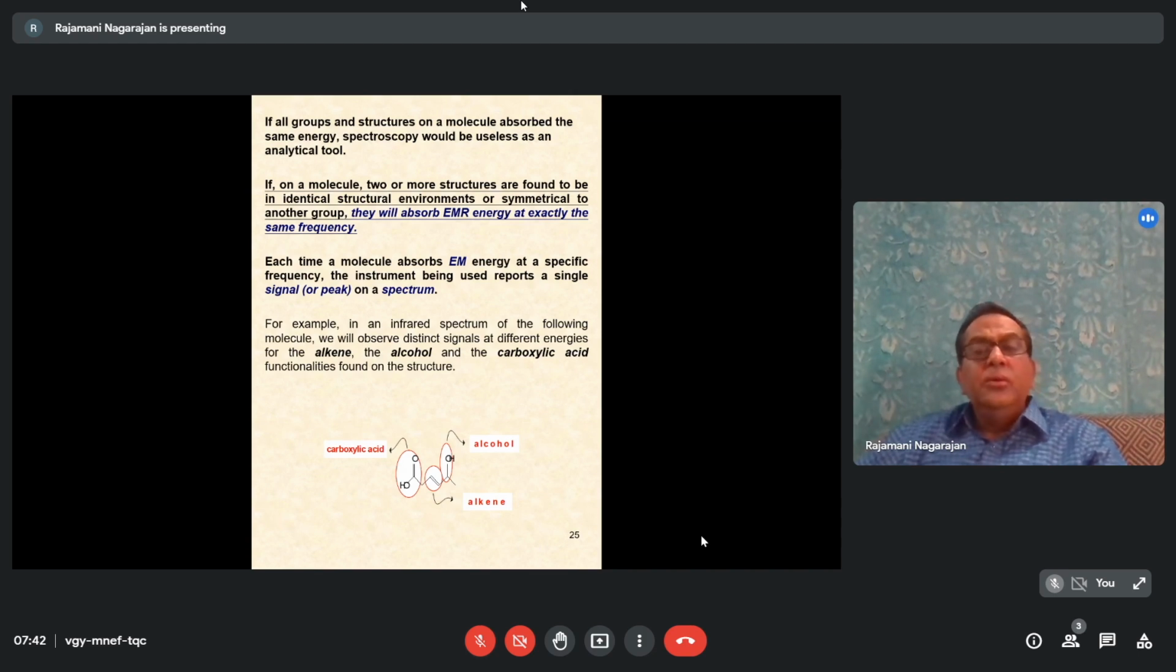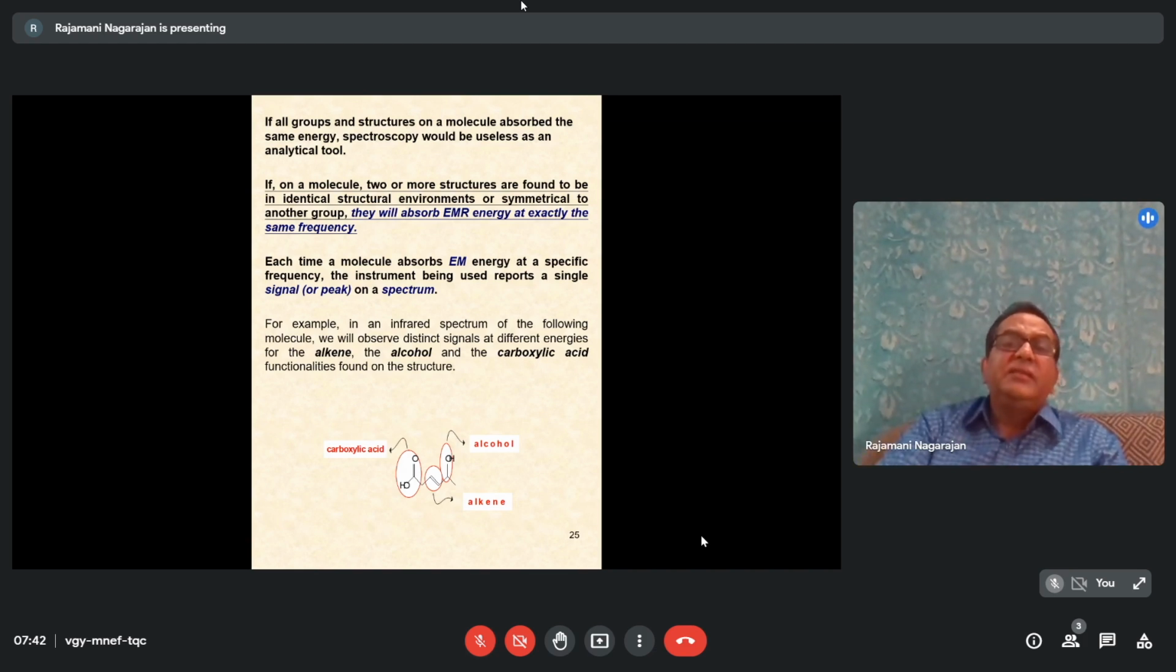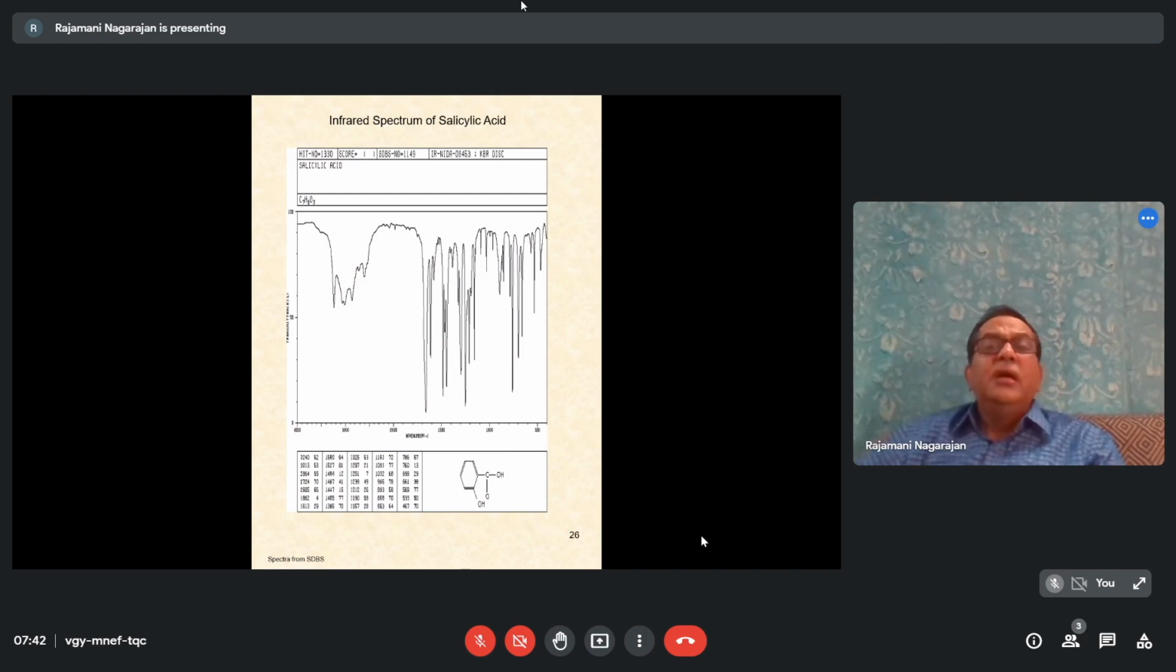Even though all these three units are present in the same molecule, they are going to absorb the infrared radiation at different frequencies, and they are going to give us different signals, and that is what I have highlighted in this. And this is nothing but salicylic acid. In salicylic acid, you do see C double bond C, you do see alcohol, OH, and you do see acid, COOH.